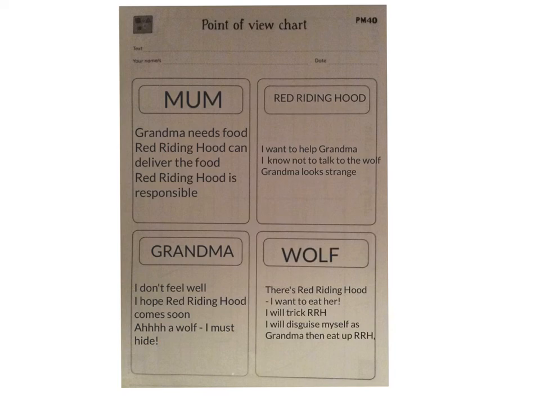So the wolf is thinking, oh, there's Red Riding Hood. I want to eat her. I will trick Red Riding Hood. I will disguise myself as Grandma, then eat up Red Riding Hood. So you can see with this point of view chart, we're thinking of things from the 4 characters' different points of view, what it was that they were thinking, what Mum was thinking, what Red Riding Hood was thinking, what Grandma was thinking, and what the wolf was thinking.